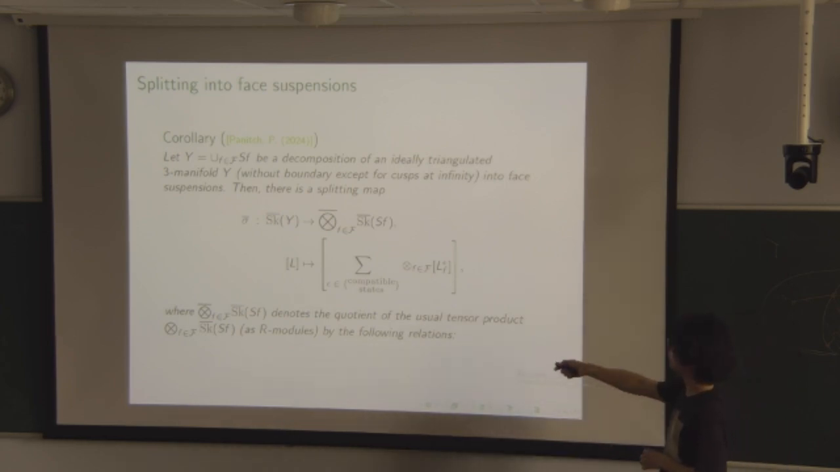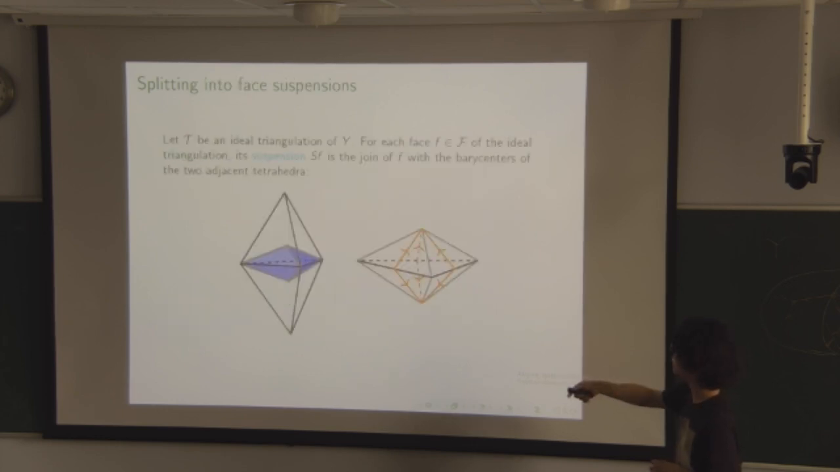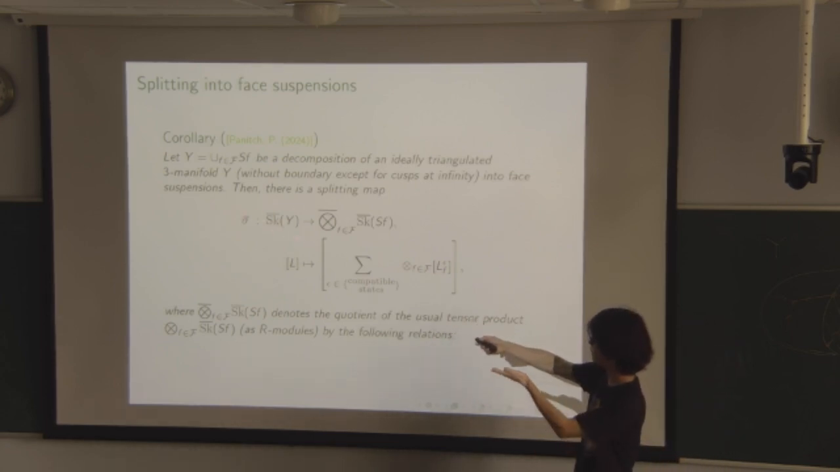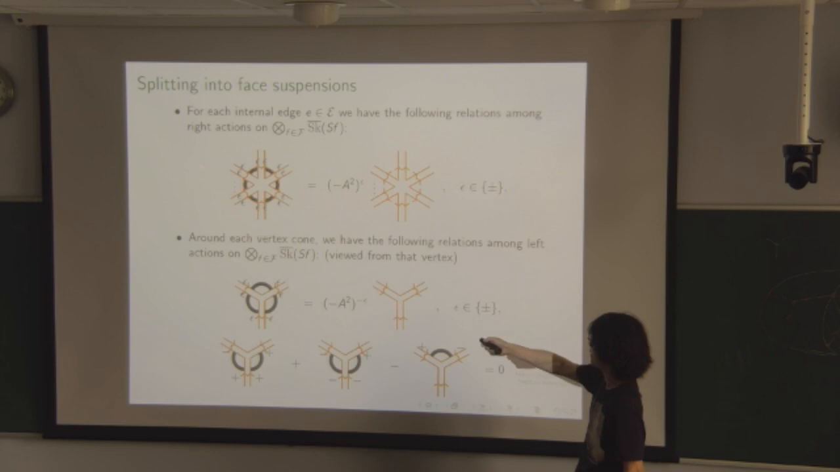Okay, so this is a corollary of the existence of the splitting map. If we apply that splitting theorem to this particular splitting into phase suspensions, then we get a map, and again, we can work with the reduced skein modules by passing to the quotient. We get a splitting map from the reduced skein module of Y to the relative tensor product of reduced skein modules of the phase suspensions. And by this relative tensor product, we mean we're taking a quotient of the ordinary tensor product as R-modules by the following relations.